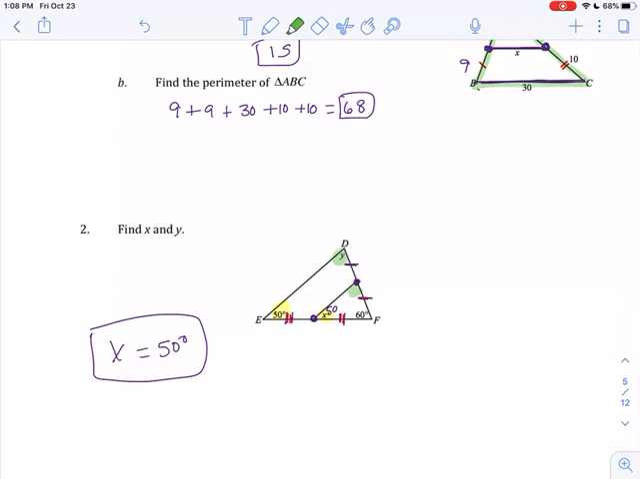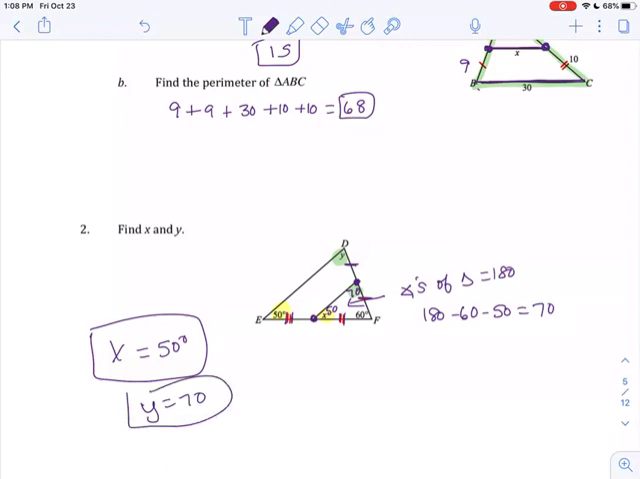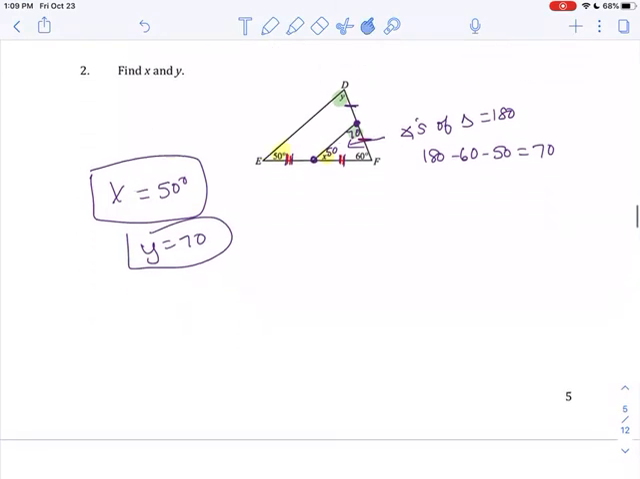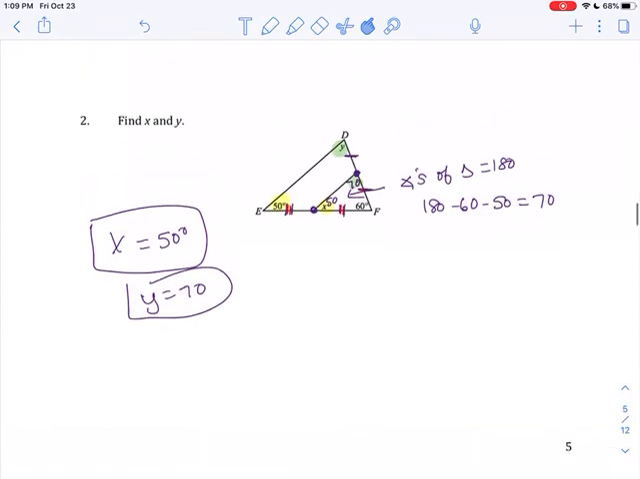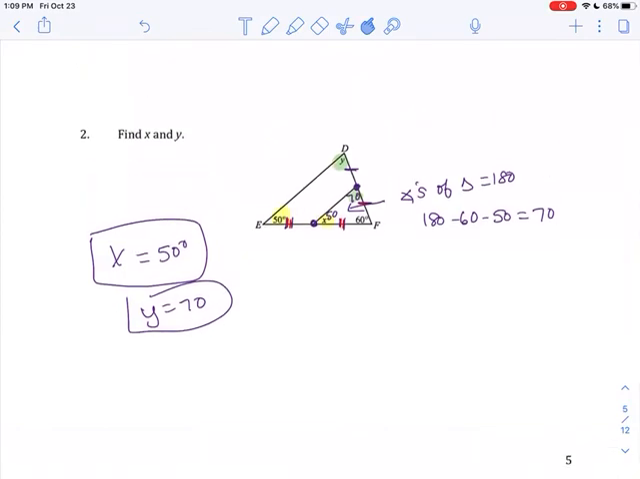That's one of the questions. So now I know this is 50. And then I have to find y. Well, y is equal to this angle over here, but I don't have that angle. But I can easily find that angle. This is just a triangle right here, and the angles of a triangle equal 180. So I know that one of the angles is 60 and one of the angles is 50. So I'm going to do 180 minus 60 minus 50. That missing angle is 70. So now I know this angle is 70. Angle y is also going to be 70.